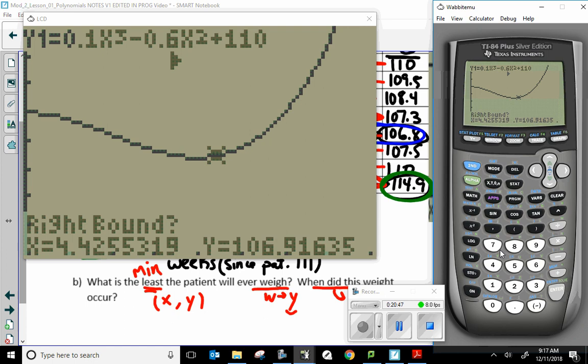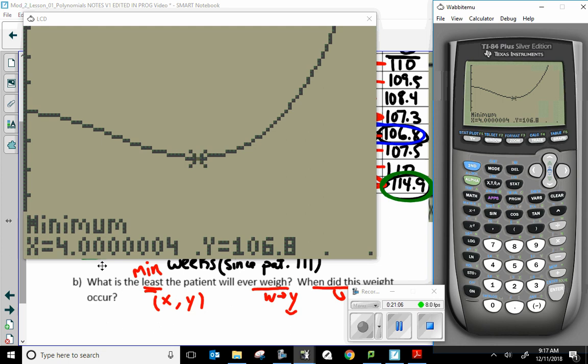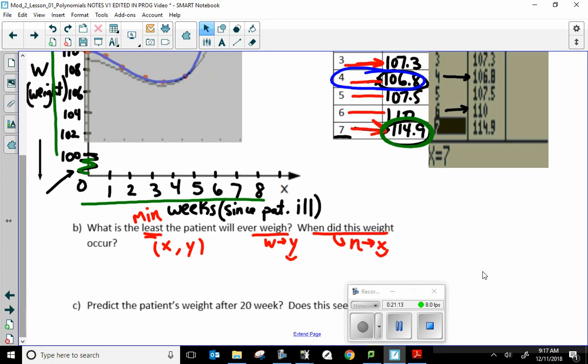I hit enter. Now it makes my bow tie, and what it's going to do is guess. It's not going to guess the minimum for everything. It's just going to guess my minimum from where I put my left, in between these two bookends, so to speak. It's going to guess my minimum in this little arc right here. And there it is at 4, 106.8. Our table was actually correct. I love it when everything works out.